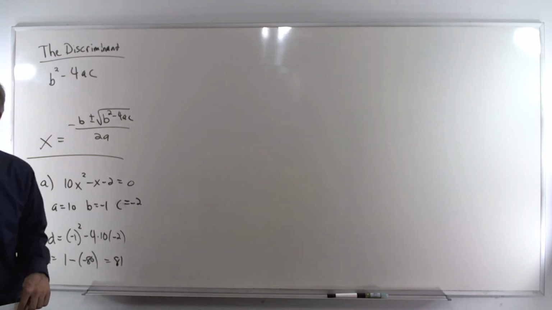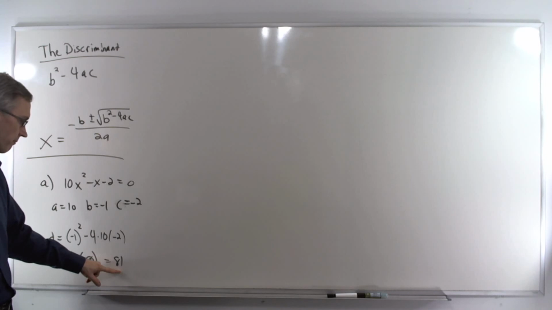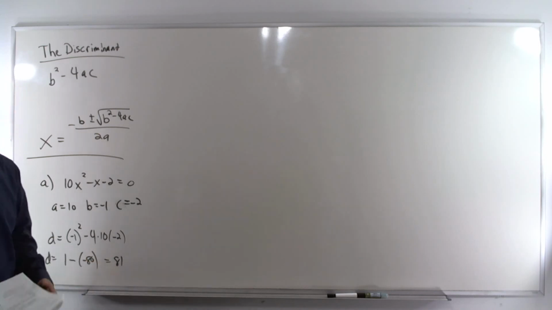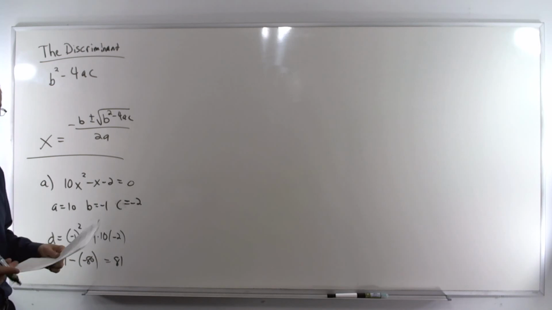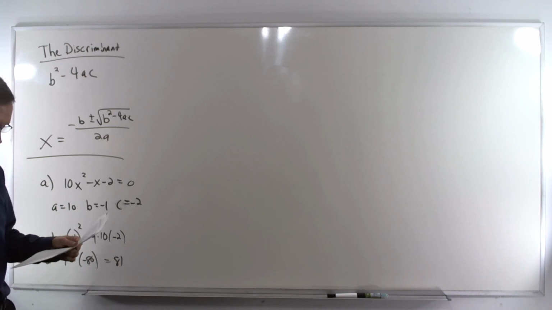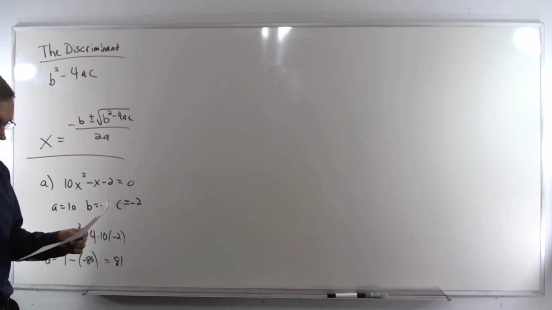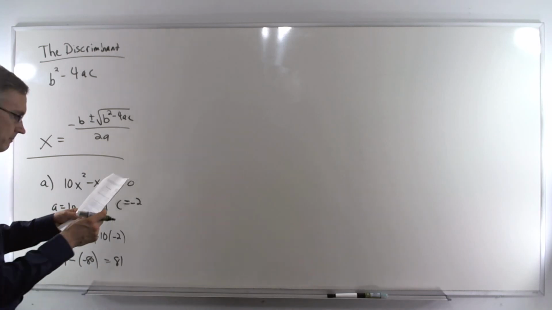So we've got a positive value. So that means we have two real solutions. And it's a perfect square. So that means the solution is going to be rational. And that means we can use the zero factor property to solve this one. So two rational solutions and zero factor property. Go to number 6.